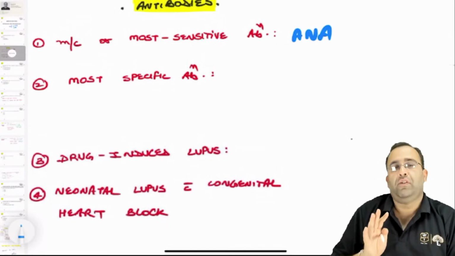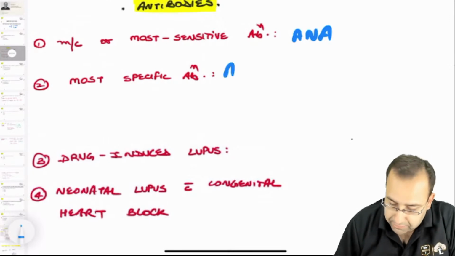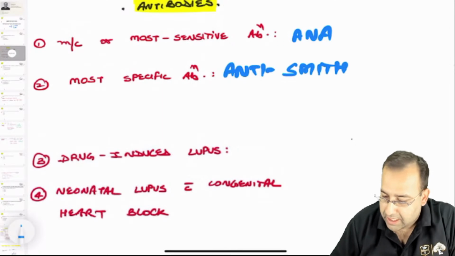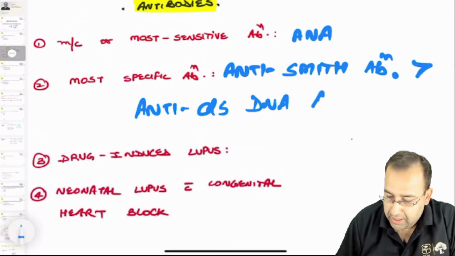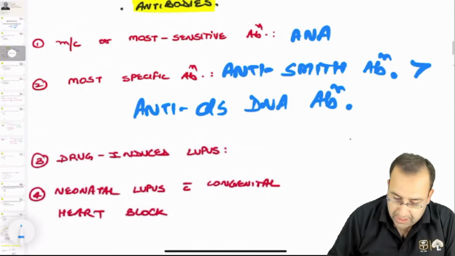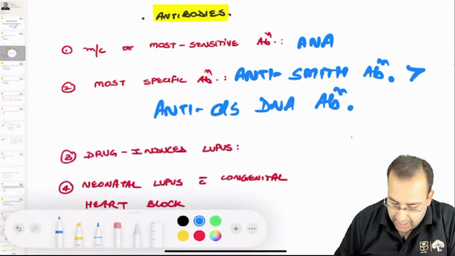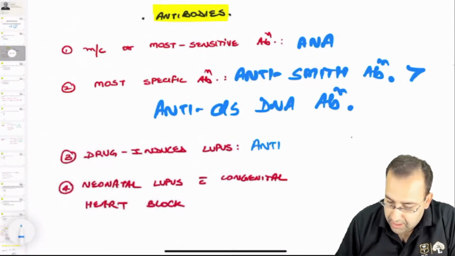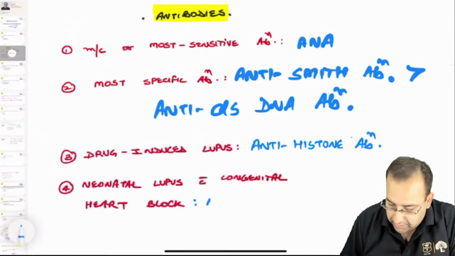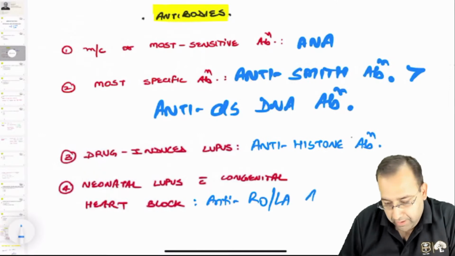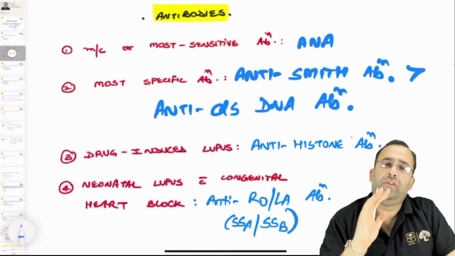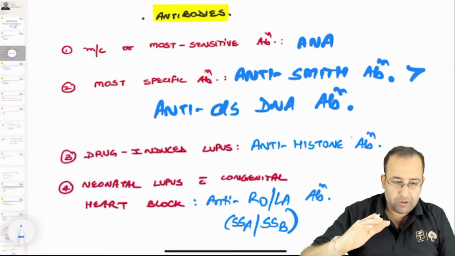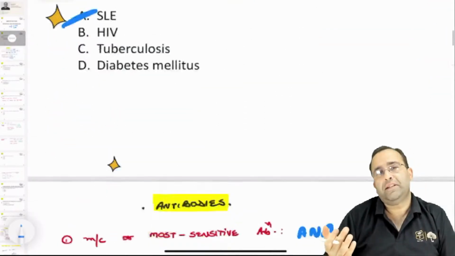देखो, most common में तो there is no confusion at all. Confusion occurs in specific. S for specific, S for Smith, that is anti-Smith or anti-SM antibody, followed by anti-double stranded DNA, anti-dsDNA antibody, most specific. Next is drug-induced lupus, which is associated with anti-histone antibody. And lastly is neonatal lupus with congenital heart block, that is anti-Ro/La, also called anti-SSA/SSB antibodies. In the chapter immunity, this is going to be one of my favorite slides. So for the students who have joined slightly late, our first question, anti-nuclear antibody is seen in SLE.